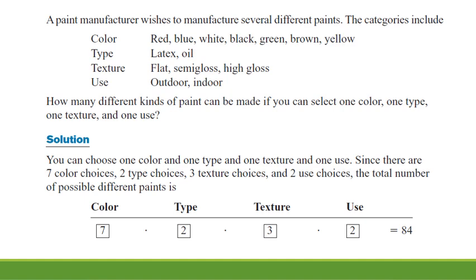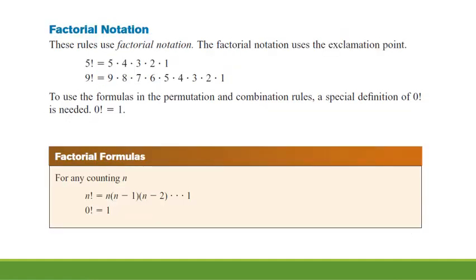The categories include the color, type, and texture. How many different kinds of paint can be made if you select one color, one type, one texture, and one use? So take note, we have the total number of outcomes. You just need to multiply, you just need to count all the colors. So how many is it? 7 colors, 2 types, 3 textures, and 2 uses, indoor and outdoor use. So the total now is 84. That is the total number of outcomes in the sample space.